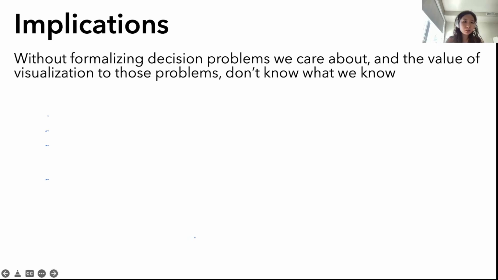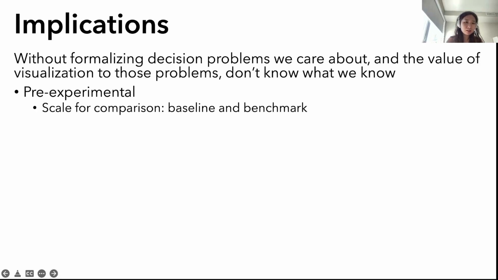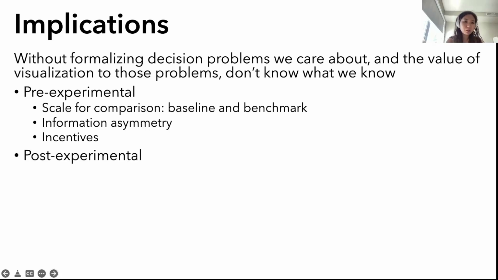These are the implications of our framework. Without formalizing the decision problems we care about and the value of visualization to those problems, we don't know what we know, and this is the main takeaway. We have pre-experimental analysis where we analyze the scale for comparison by setup, baseline, and benchmark. We also analyze the impact of information asymmetry, and we can analyze the incentives given to the agent.